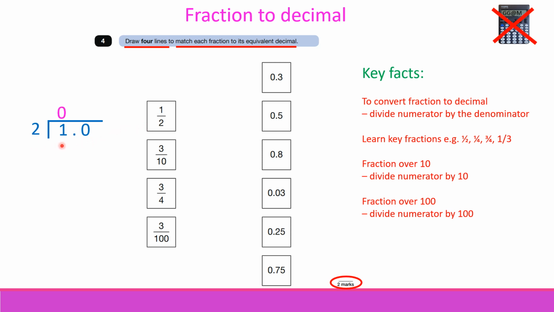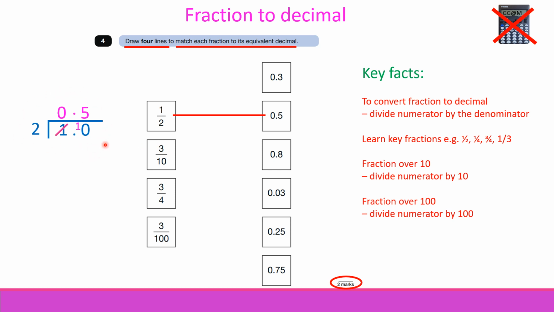Now 2 into 1 doesn't go. So I'm going to cross this one out and write it up here, so I've got the number 10. Now the decimal point is here, so that means the new decimal point goes in exactly the same place. So I've now got to say how many times does 2 go into 10? It goes in 5 times. So a half is the same as 0.5. And that is a fraction to decimal that you should be aware of and know off the top of your head. If you don't know it or you forget it, then you can use this division here to help you work it out.